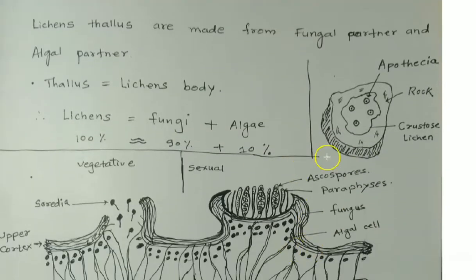In this first diagram, we observe the rock, and on the rock there are crustose lichens. Crustose lichens generally grow on rock, tree bark, and some saprophytic surfaces. Generally, when we observe them on the rock, they are flat, dorsoventrally flat, and submerged in the rock. They have the ability to grow on the rock and absorb nutrition from the rock.